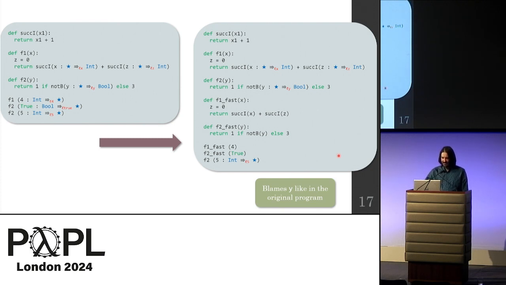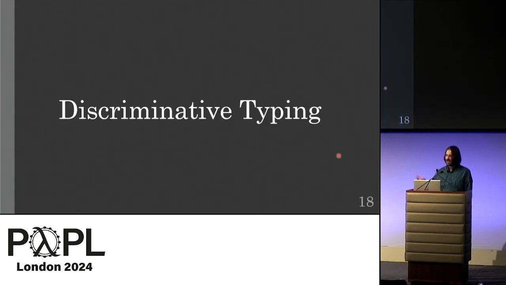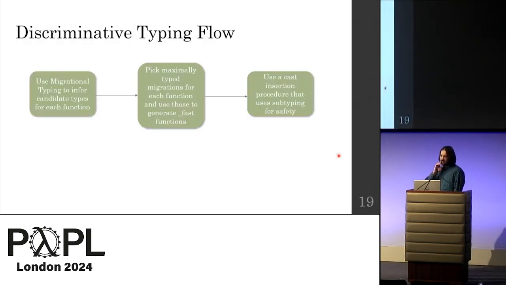So yeah, the way that we're going to do this hinges on subtyping to keep things safe, which I'll get into later. But basically, we use subtyping judgments, which can't fail if you're casting from a subtype to a supertype. So yeah, the approach that we use is called discriminative typing. It uses my previous work that I worked on with Sheng on migrational typing.